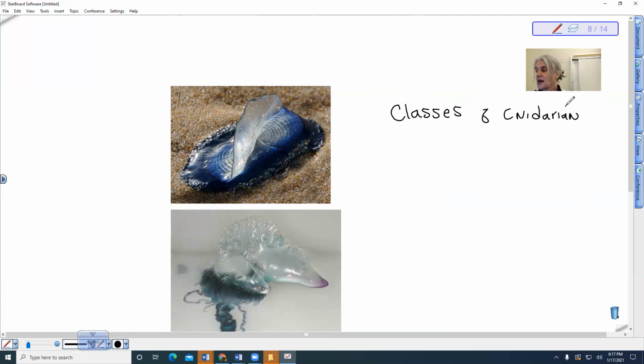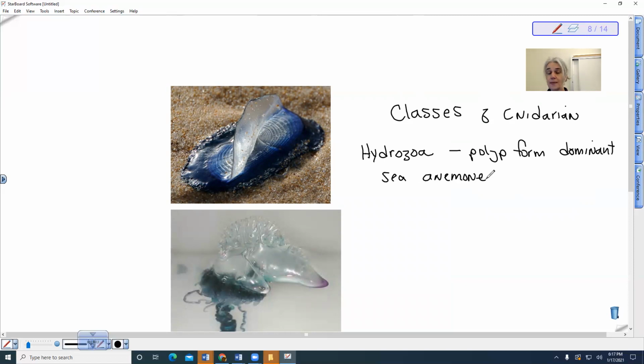So for example, we have Hydrozoa, hydrozoans. These tend to be polyp dominant. So they have the polyp form. So I'll put dominant. So this, for example, includes the sea anemone. We also have the Portuguese man of war in here. So these are two examples of this.